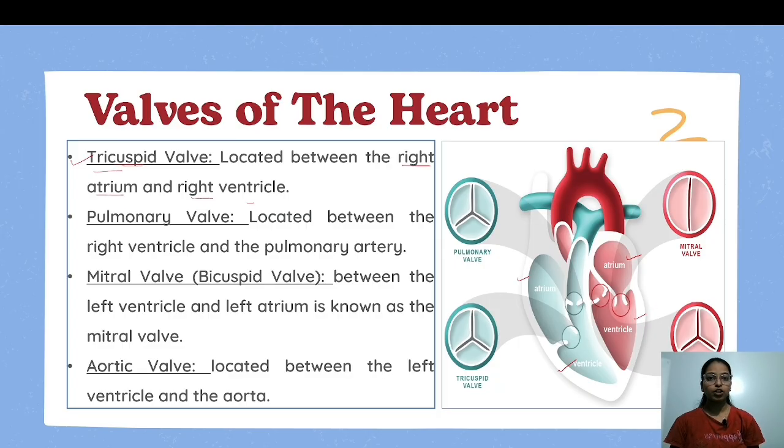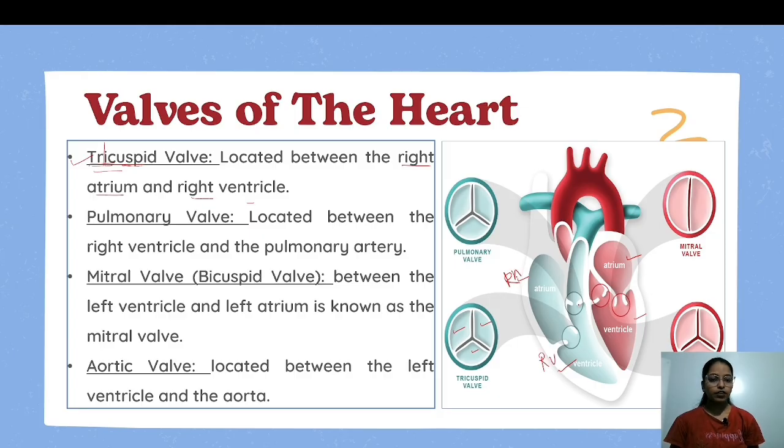Cusp means the door. Tri means three cusps are present. So tricuspid, you can see in the diagram, three cusps, 1, 2 and 3, are present in the valve. So it is called the tricuspid valve, and this tricuspid valve is present between the right atrium and right ventricle. This is the first valve.